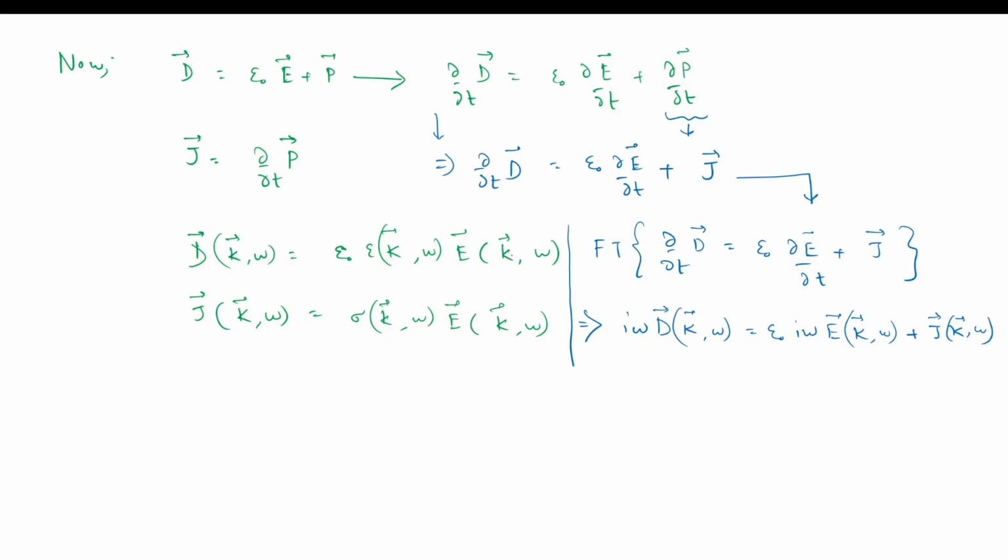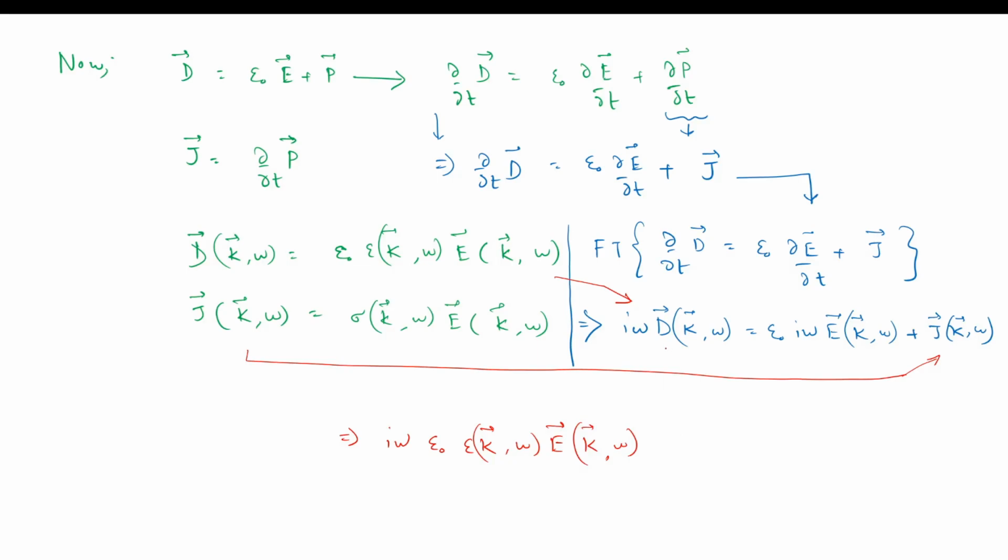Okay. Now we are going to use this constitutive relationship in this equation. So we will substitute J here, and D we will put here. So we will end up with i omega D, which will be epsilon naught epsilon k, omega E of k, omega, that is this left hand side, is equal to epsilon naught i omega E of k, omega plus J. J is sigma k, omega E of k, omega.